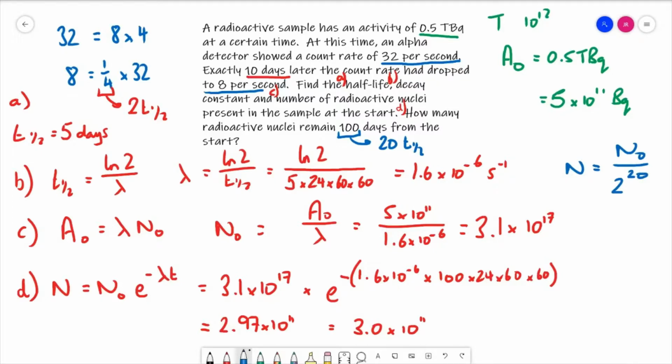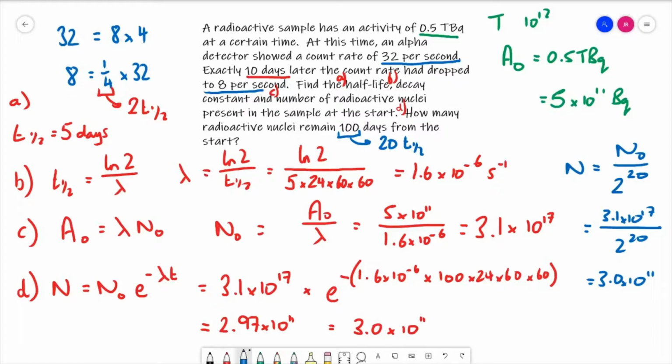Now 2 to the power of 20 is obviously quite a big number, but if you put the numbers in there, so that 3.1 times 10 to the 17 and divide it by 2 to the power of 20, we do end up with 3.0 times 10 to the 11 nuclei as well. So that's just a slightly nicer and slightly more elegant way of working that out.